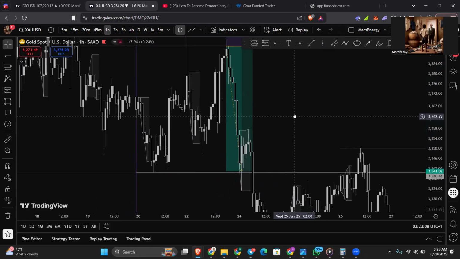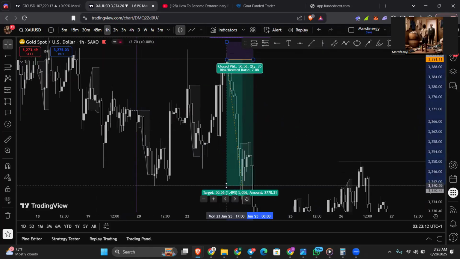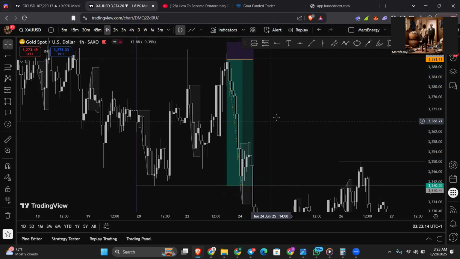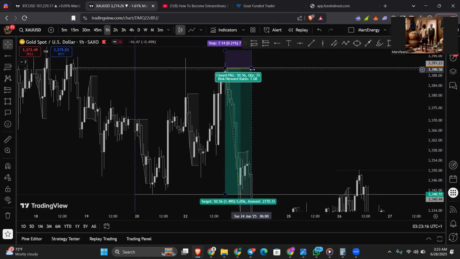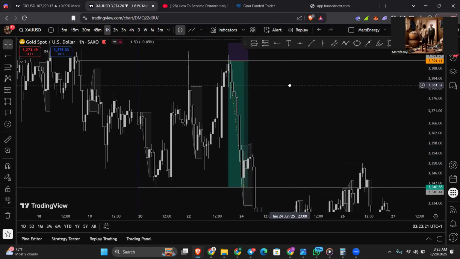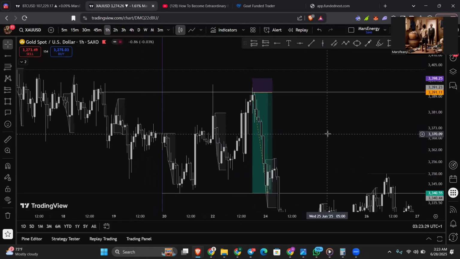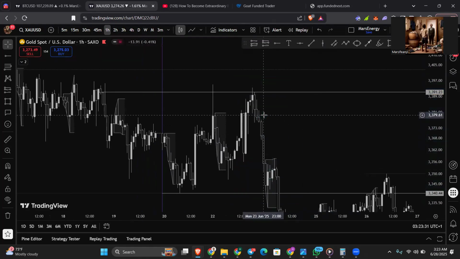So price always moves from one liquidity point to another. This Friday low is serving as an external liquidity point. So you can just decide to take price and take out this Friday low, right? It depends on what works for you. But this is how you would have caught the trade or been able to pick an entry on Monday.